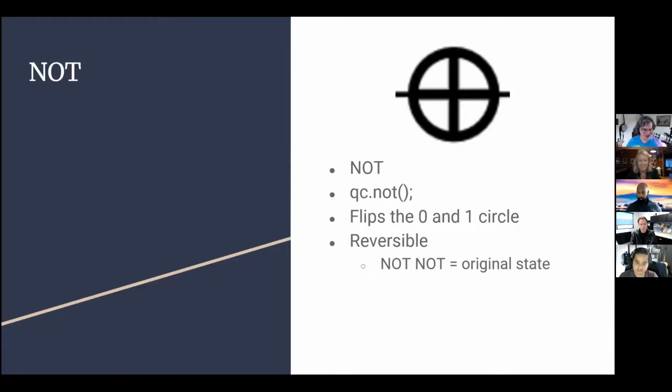Let's look at some of the operators, and I'm going to be going back and forth to the simulator to show how this affects things in code. So NOT is an inversion. It's going to flip your 0 circle and your 1 circle.